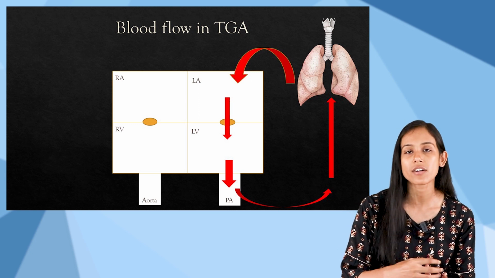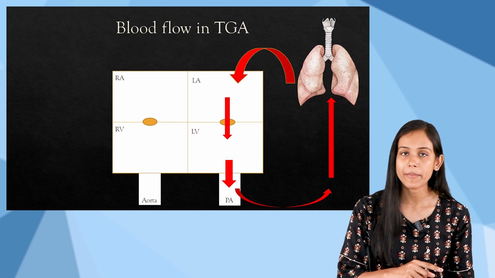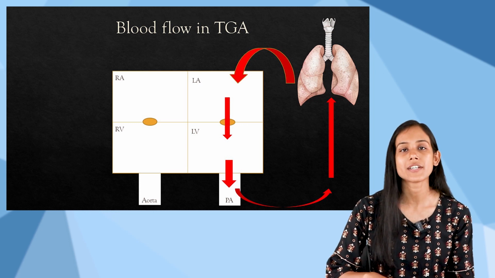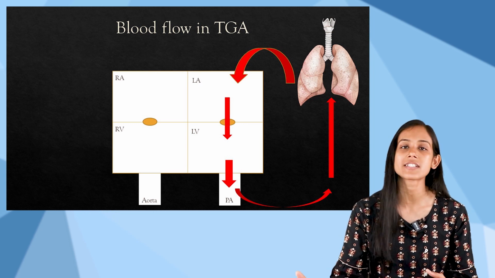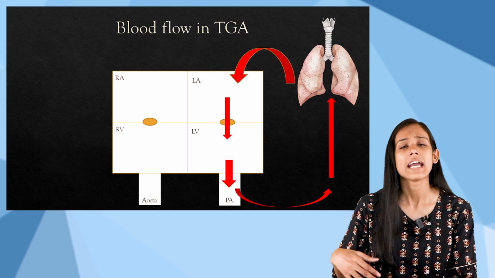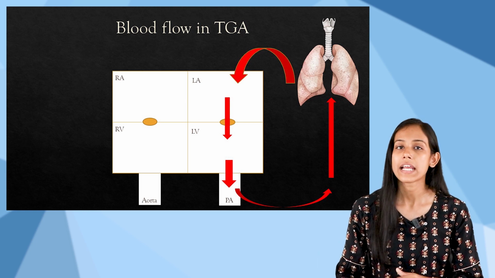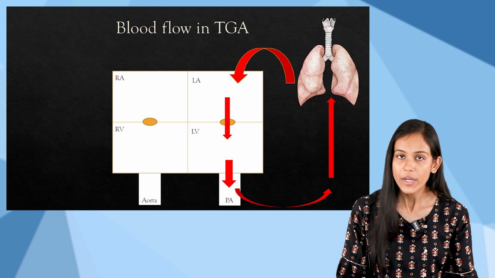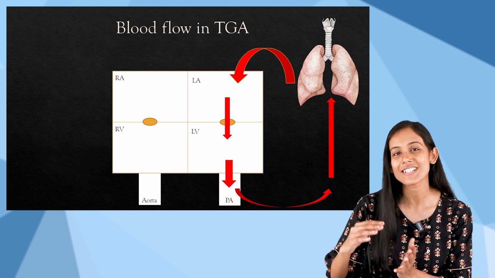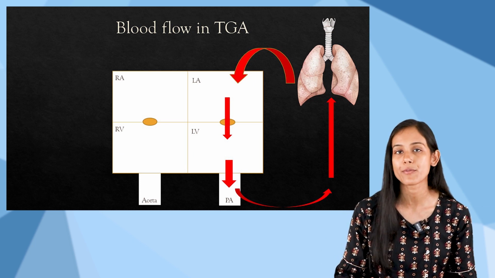The deoxygenated blood is first coming from the right side of the heart to the lungs, and then from the lungs it's coming to the left side of the heart, and then from the left side of the heart it goes to the body, right? So this is a series, right? So that's how it works.